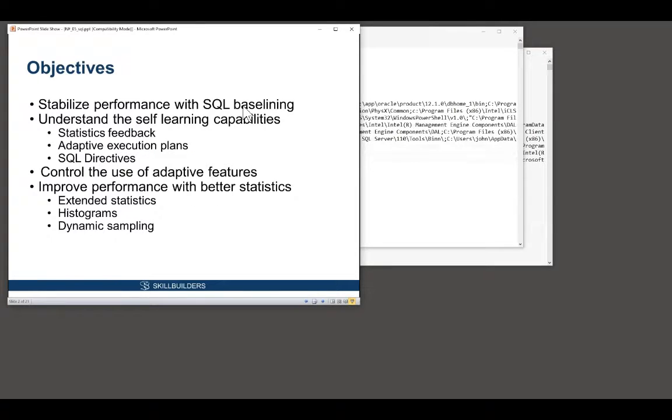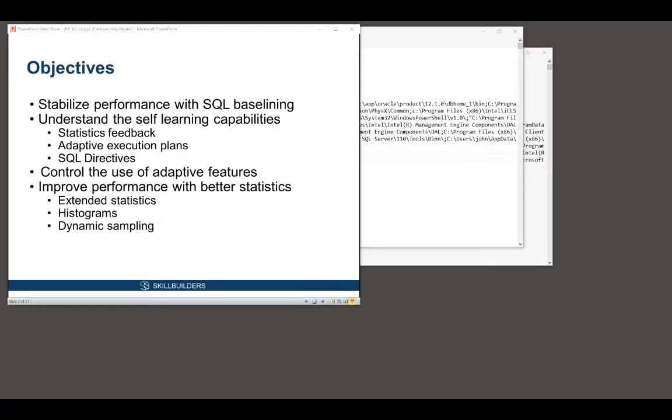First off, stabilizing performance with SQL plan baselining. Vital importance for the upgrade from 11 to 12. It was introduced in 11, but we'll see the enhancements in 12. And I strongly believe that everyone should be using this before, during, and after their 12C upgrade.